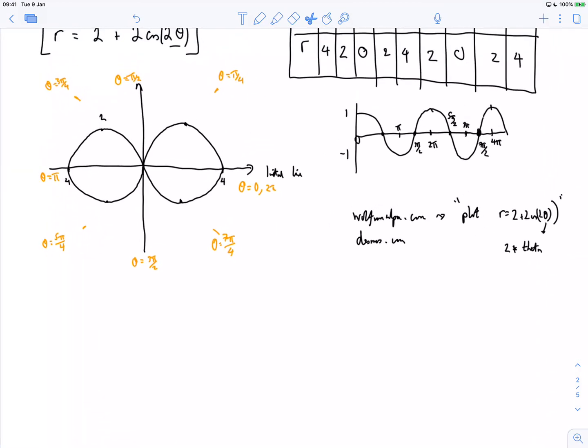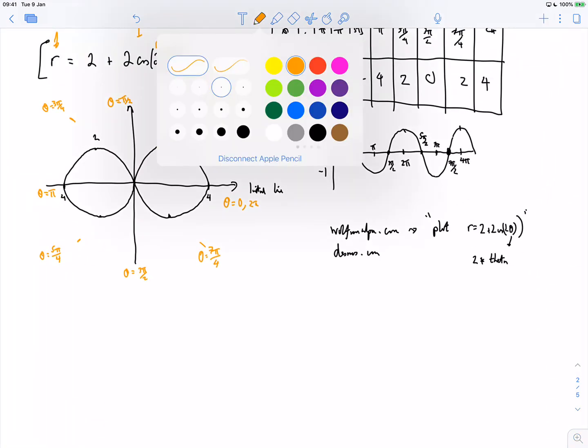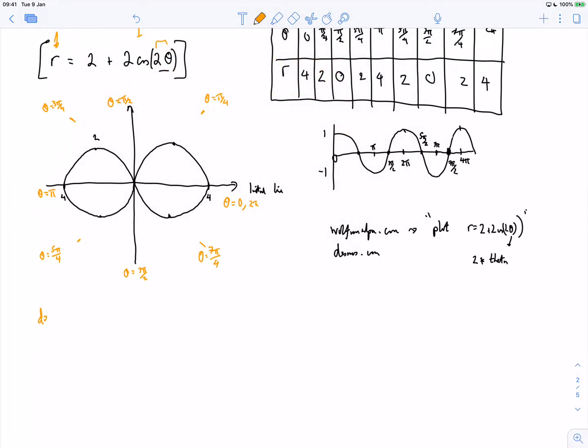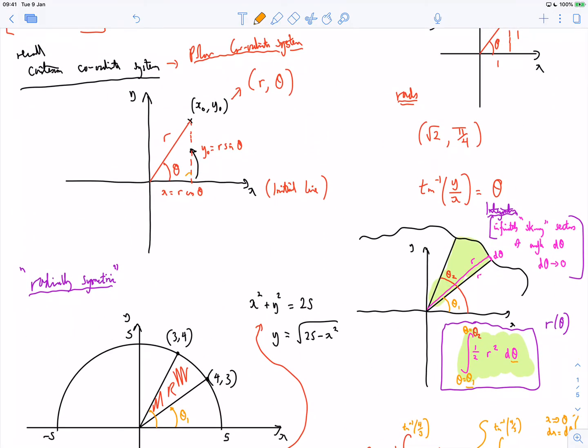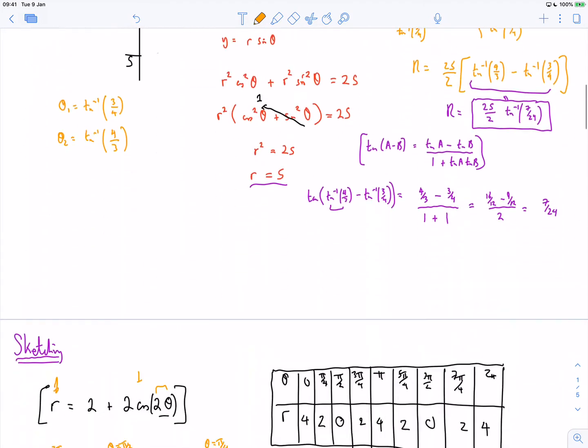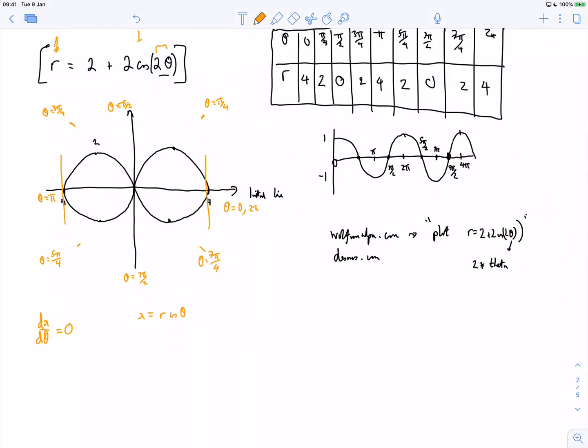Well, then I need to show that dx d theta equals 0 only has 1, 2 solutions, right? So x, remember, x is r cosine theta, because I've explained why up here just by looking at a right angled triangle, just from what the coordinate system's about. Then I've got r times cosine theta.